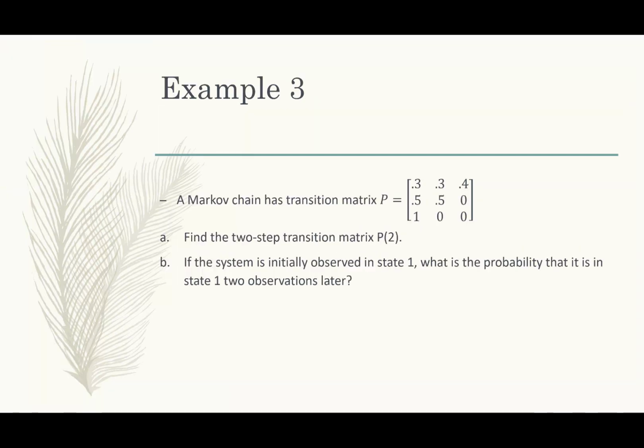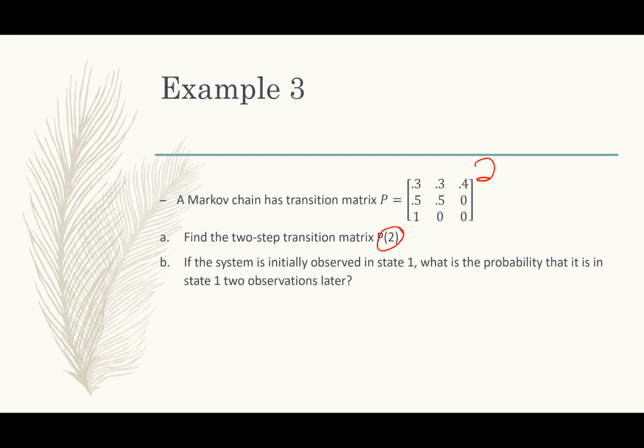So let's try just doing that real quick on some of these. So here's a matrix already made for us. Let's find the 2-step transition matrix P2, which just means after 2 stages. So all we're going to do is type this matrix in our calculator and raise it to the 2nd power.